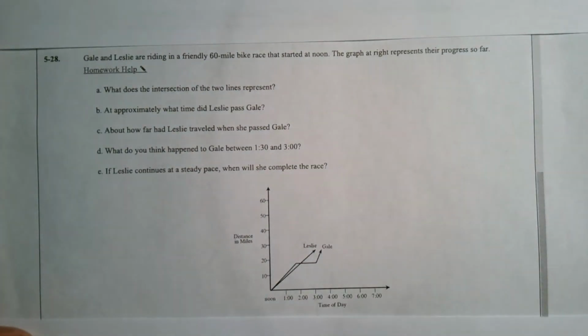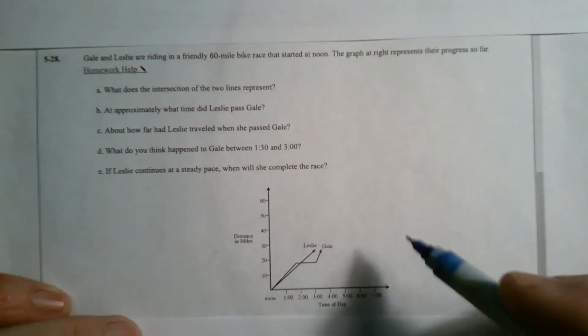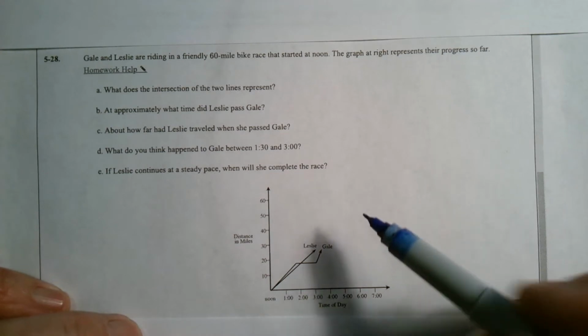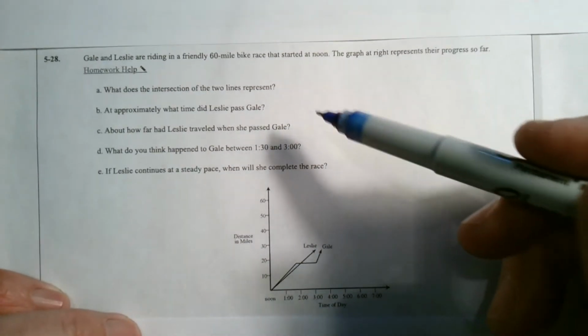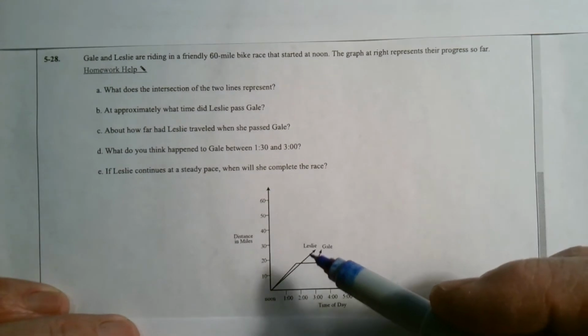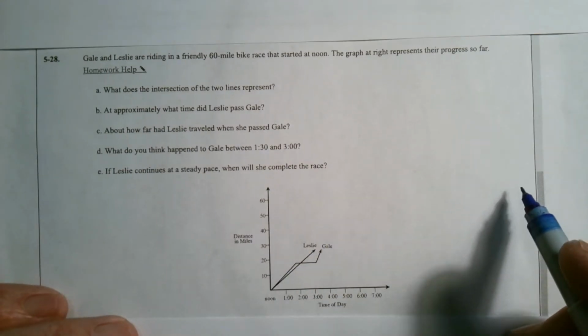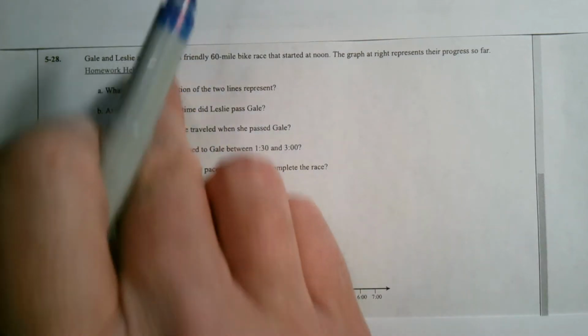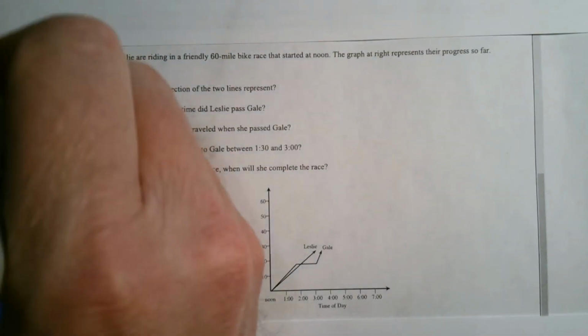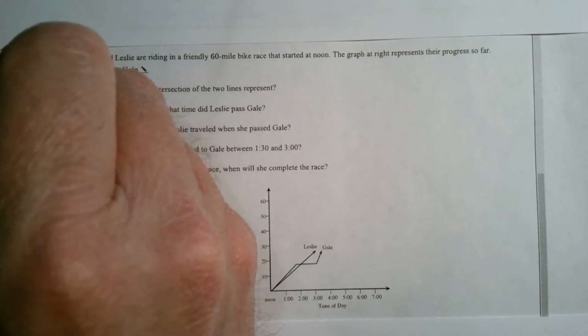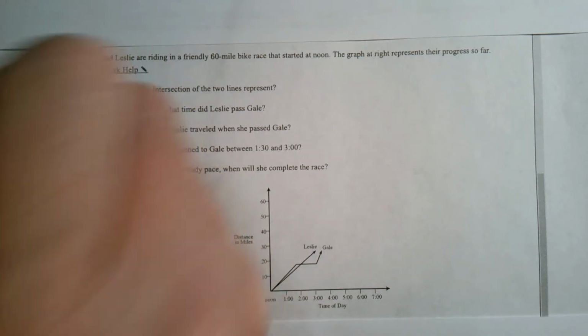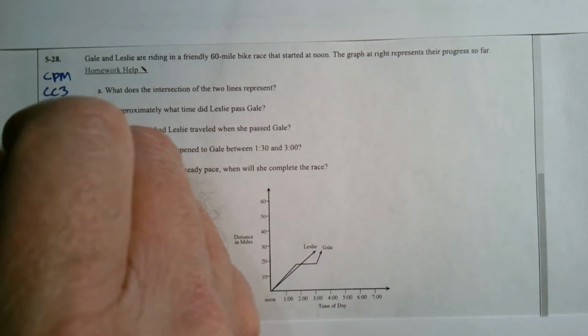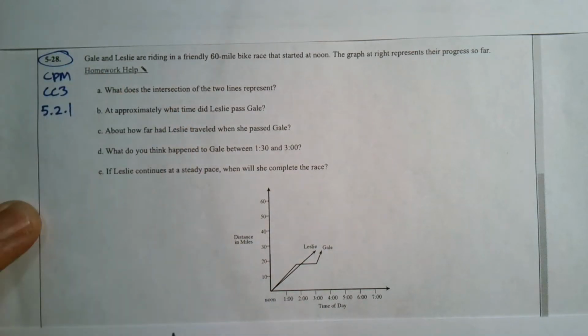We are going to look at a graph that has a couple of scenarios happening, answer the questions that deal with intersection, and figure out how to interpret this graph based on the information they give us. So it's interpreting a graph with some steps involved. This problem is from CPM Course 3, section 5.2.1, problem number 5-28. So let's read this together.